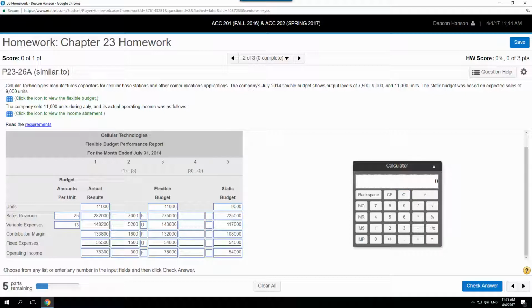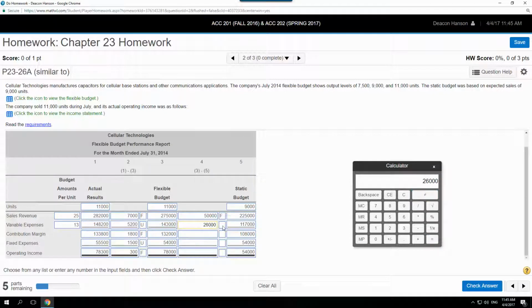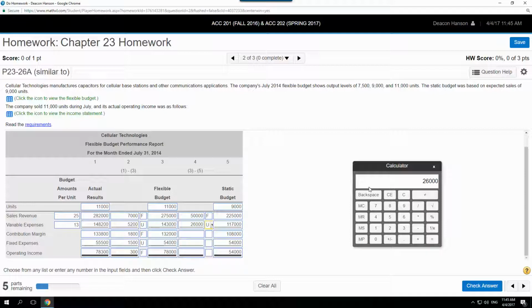So we're going to take 275 and subtract the static budget amount of 225. So that's $50,000 favorable. But variable expenses of 143 minus 117 actually are more, so that's $26,000 unfavorable. So far so good, yeah? Yep. So we'll do it all the way down.